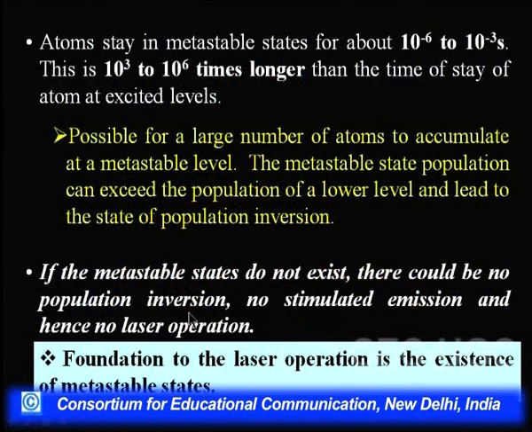It means the atoms and molecules can remain excited for a longer time. It is possible for a large number of atoms to accumulate at the metastable level, and the metastable state population can exceed the population of the lower level and lead to the state of population inversion. If the metastable state did not exist, there could be no population inversion. It means the metastable state plays a very important role in achieving population inversion. If we do not have population inversion, no stimulated emission is possible, and hence no laser light is possible. The foundation of laser operation is the existence of the metastable state, which is the lower state of the highest upper level.